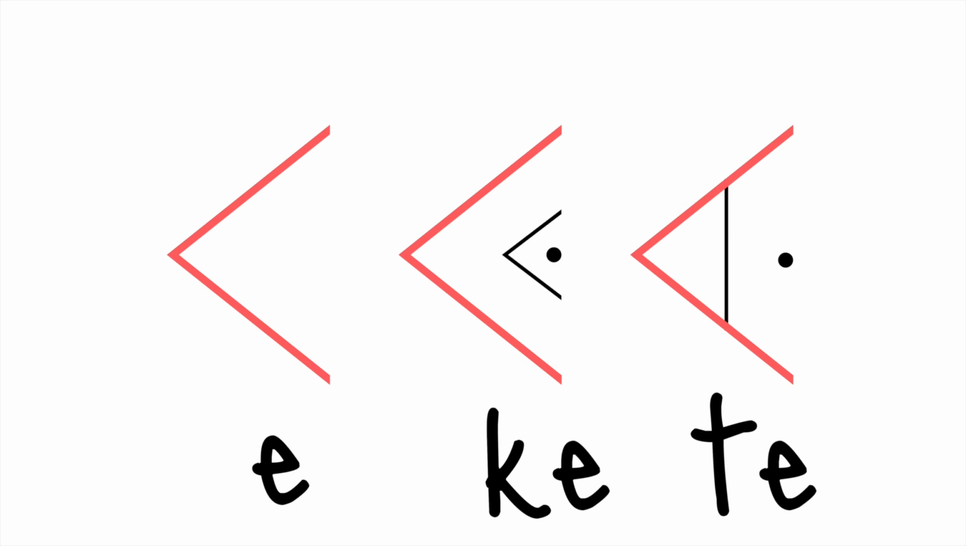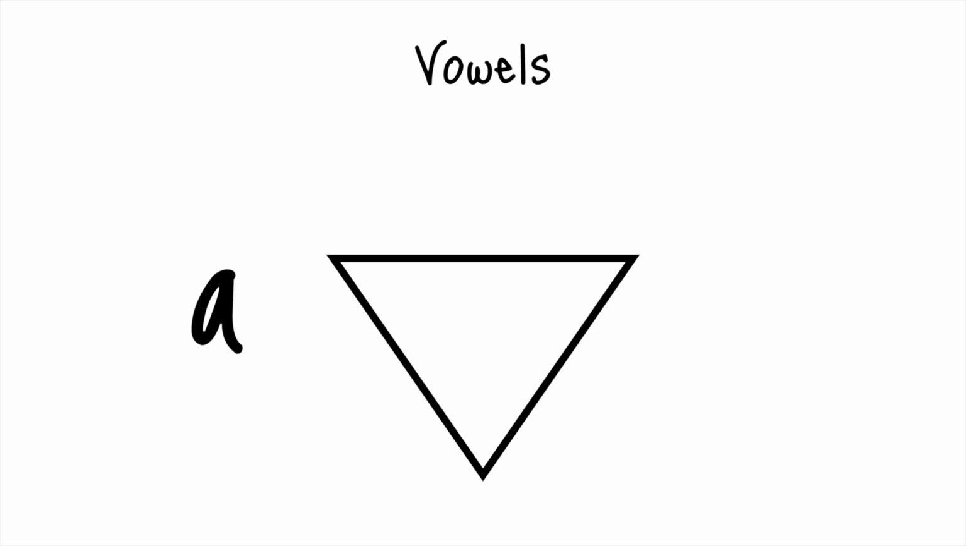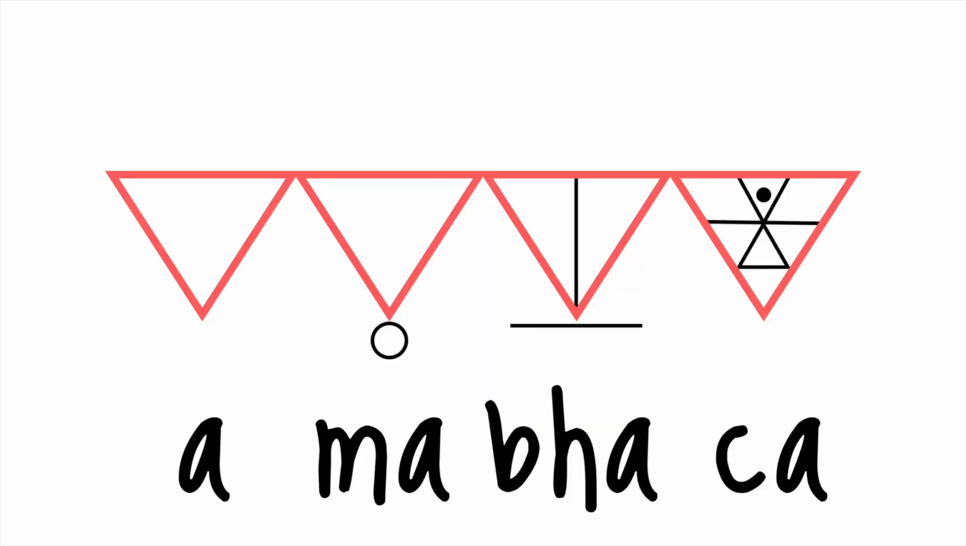Cool. The next vowel to look at is the A vowel, typically approximated by the letter A. It is represented by the following triangle. You can think of this triangle as the arrowhead of an arrow pointing in the downward direction. Again, the arrow pointing down makes an A sound. An example word would be amabhata. Amabhata.